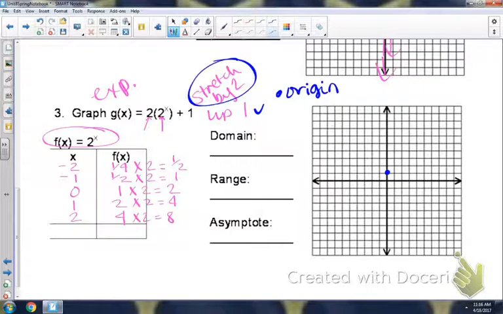So I'm going to do -2, a half. So left 2, up a half. -1, 1. 0, 2. So we're plotting from that blue point that I have. 1, 4, because that's my new origin. 2, 8. Remember we talked about on exponential it should be approaching a horizontal line, and we're going to go ahead and draw that. It should go through that blue point that we plotted, the new origin.